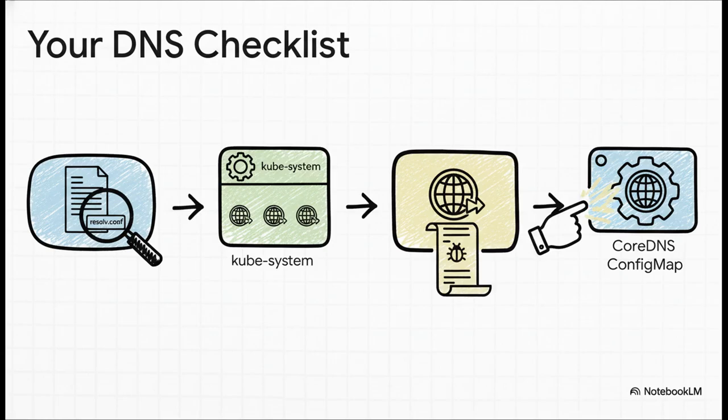/etc/resolv.conf file to see what DNS server it's even trying to talk to. Then, make sure the CoreDNS pods themselves are actually up and running in the kube-system namespace. If they are, check their logs for any obvious errors, and finally, take a peek at the CoreDNS ConfigMap to make sure its configuration hasn't been messed up.